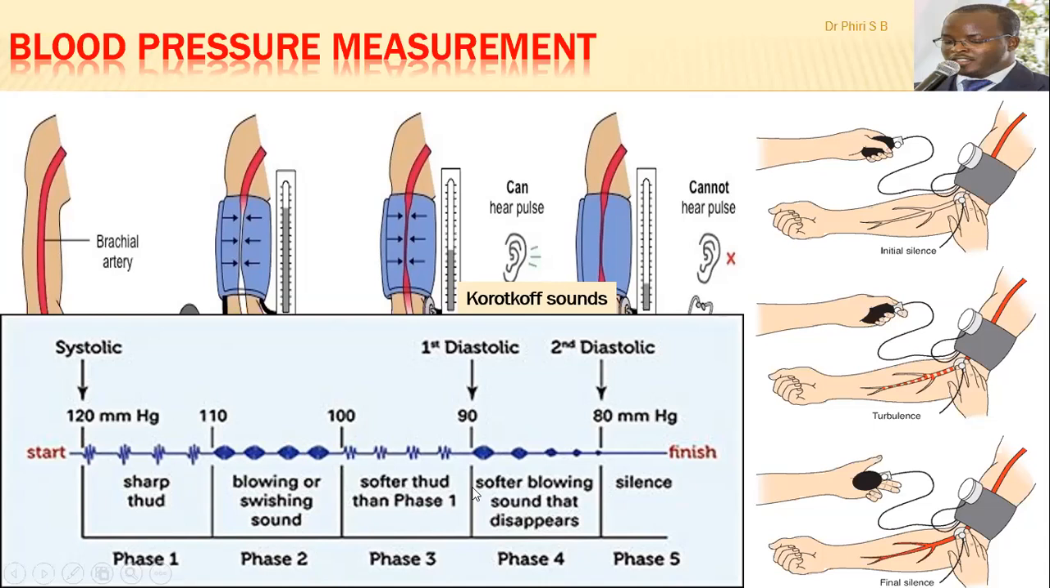And then after that, they'll become even softer blowing sounds that disappear. In phase 4, they'll start disappearing until phase 5, which is silent. If you stop hearing those Korotkoff sounds, you record that as your diastolic pressure. You can only do this if you are an experienced individual. That's why one of the disadvantages is that you need somebody who's experienced to take the blood pressure using the mercury sphygmomanometer.